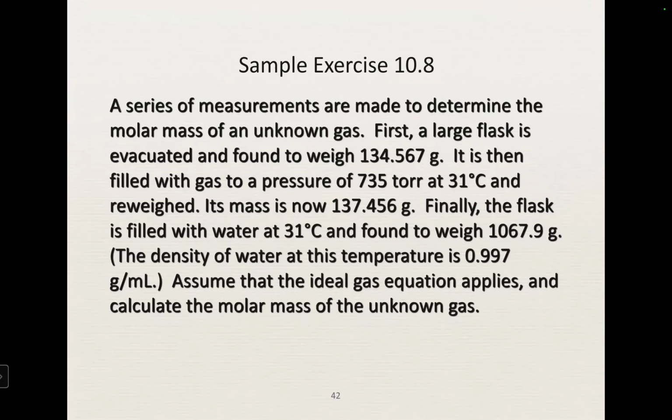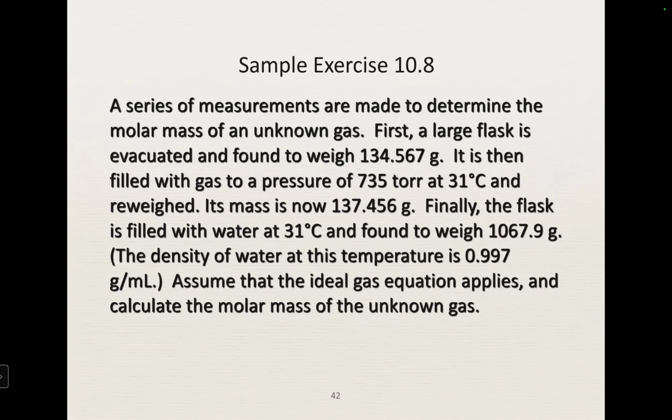First, a large flask is evacuated and found to weigh 134.56 grams. So evacuated just means it was purged of everything inside of it, so that mass is strictly just the flask itself. And then the flask is filled with gas to a pressure of 735 torr at 31 degrees Celsius. And then the mass is determined with the gas in there to be 137.456 grams. And then after that, the flask is completely filled with water at the same temperature and found to weigh 1,067.9 grams.